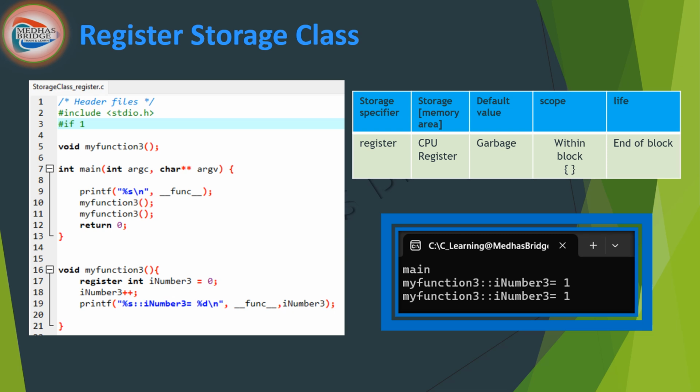The storage specifier is known as register. When I say that, a CPU register is allocated for this variable, and by default the value of a register type variable holds garbage. So you must initialize it. The scope is treated like a local variable in this context, and hence the visibility is only within this block, and the life of the variable also ends at the end of the block.